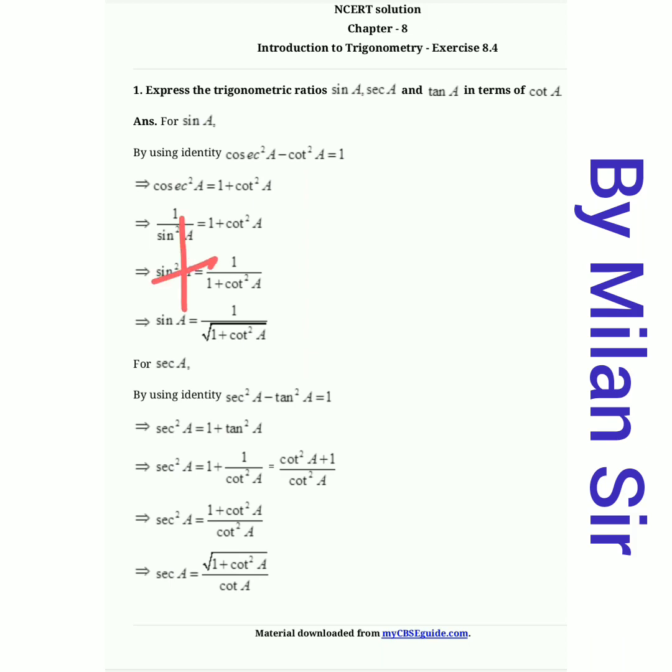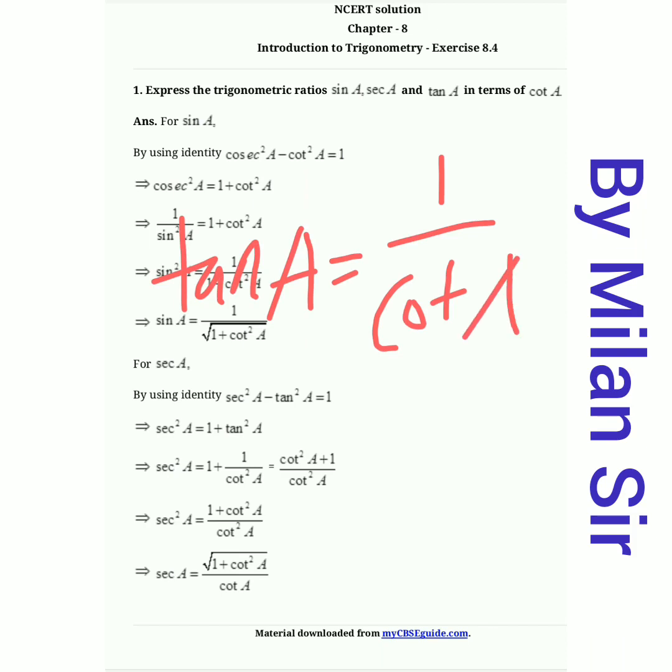Tan a is simply equal to 1 upon cot a, because tan is the inverse of cot and cot is the inverse of tan. So it is directly converted into cot a. Tan a is equal to 1 upon cot a. Done.